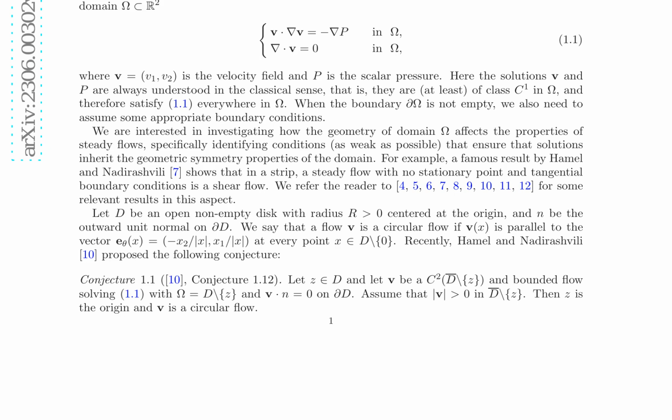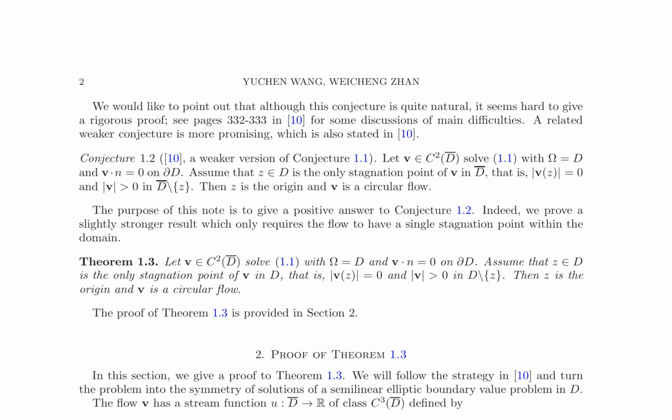The authors provide a positive answer to this conjecture, proving a slightly stronger result that requires the flow to have a single stagnation point within the domain. The proof involves transforming the problem into the symmetry of solutions of a semilinear elliptic boundary value problem in the disk. The authors use a stream function, which is a scalar function that satisfies the Euler equations, to reduce the problem to a semilinear elliptic equation.